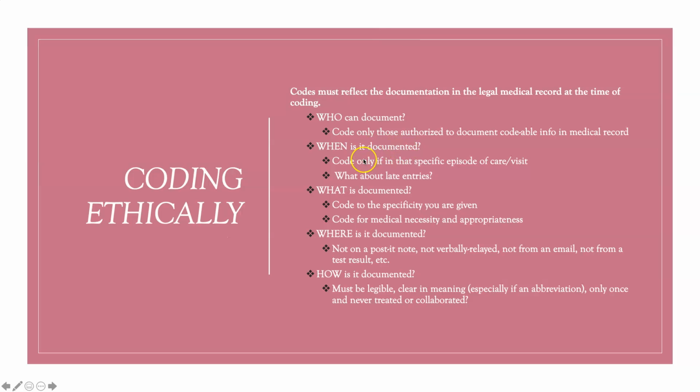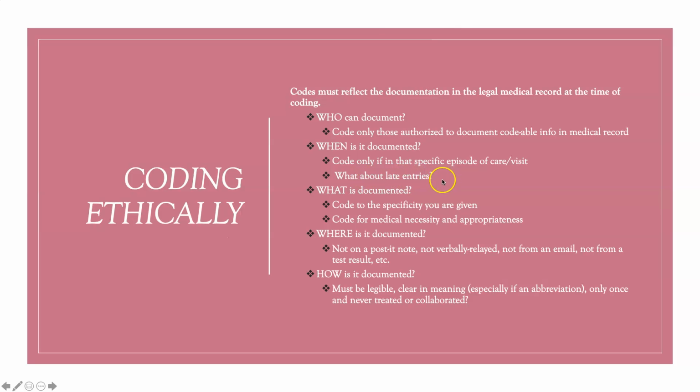When is it documented? You can code it only if it's for that specific episode of care or visit. That's it. You can't code things from a visit or two before or a visit or two afterwards. You can only do it for that specific episode of care. If there's a late entry, hopefully wherever you work, they'll have a policy about late entries. What do you do? Do you go back and amend the coding? Is there a deadline on when late entries can be done?